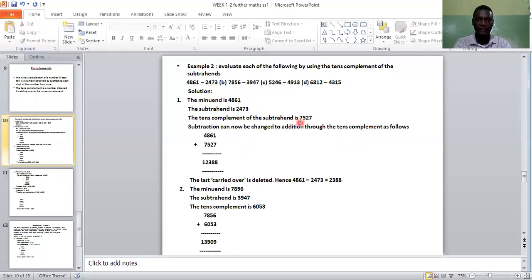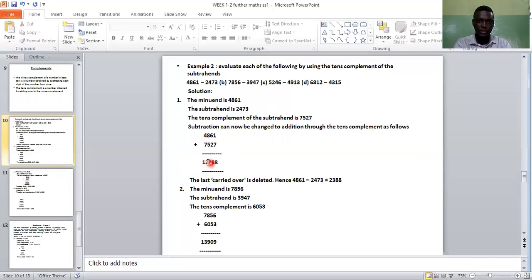So when you have that particular 10th complement, you come and add that 10th complement to the what? Minor end. So 4, 8, 6, 1 is the minor end. 7, 5, 2, 7 is the what? Is the 10th complement. So add normally: 7 plus 1, 8; 6 plus 2, 8; 8 plus 5, 13, carry 1; 7 plus 4, 11, plus 1, 12.